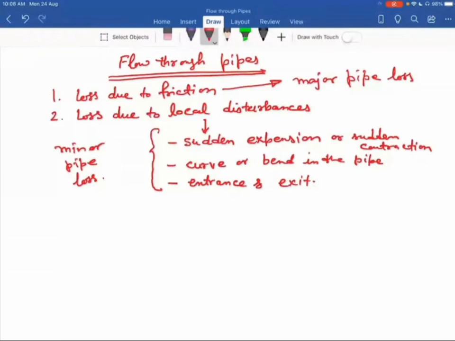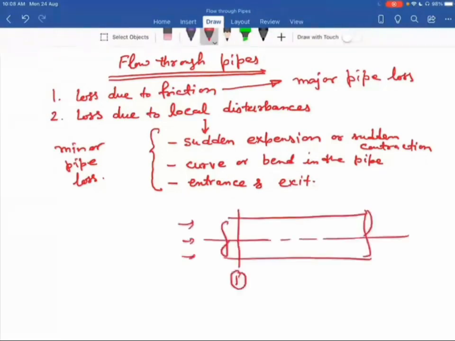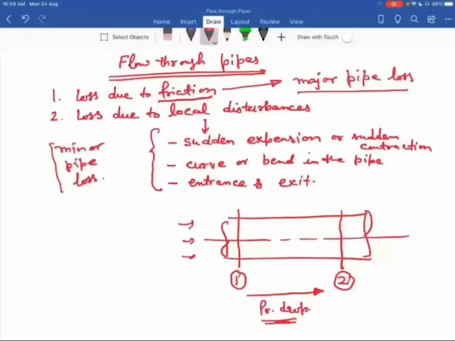Say we have this pipe, and this is the direction of flow. This is our section 1, this is our section 2. When fluid flows from section 1 to section 2, there is some pressure drop due to friction in the pipe. That pressure drop we call the losses. If the pressure drop is due to friction, we call it major pipe loss, and if due to sudden contraction, sudden expansion, curve, bend, entrance and exit, we call it minor pipe loss.